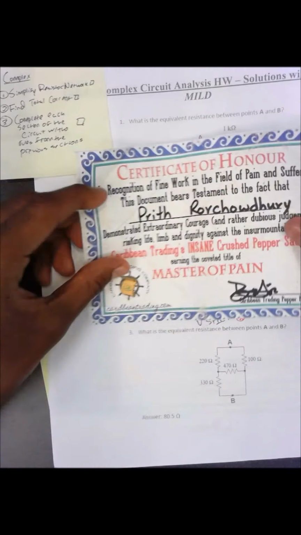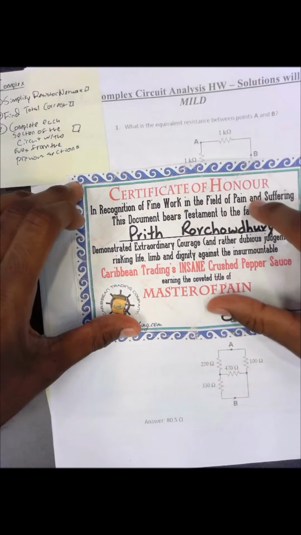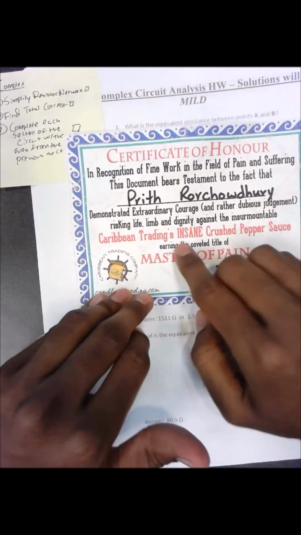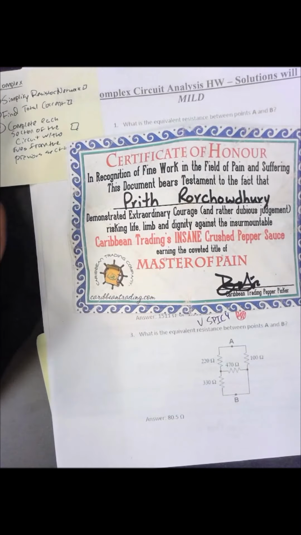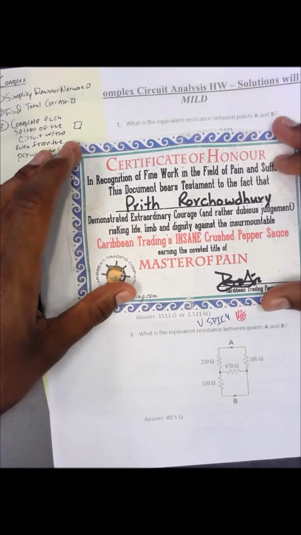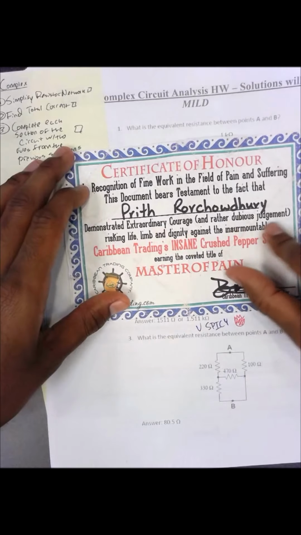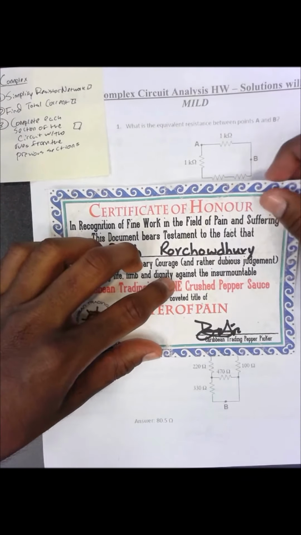Oh, before I forget. So I went to Puerto Rico, and in Puerto Rico, I won a certificate of honor. The certificate of honor is because I tasted the Caribbean Trading's Insane Crushed Pepper Sauce. I had the spiciest sauce at this place in Puerto Rico, and they gave me a cool certificate. I would say this is fairly accurate, the part about extraordinary courage and definitely rather dubious judgment. I would highly not advise you to do spicy food challenges. Nobody really wins. I got this, but I don't really feel like I won anything. I'll tell you more about it when I see you guys on Monday.